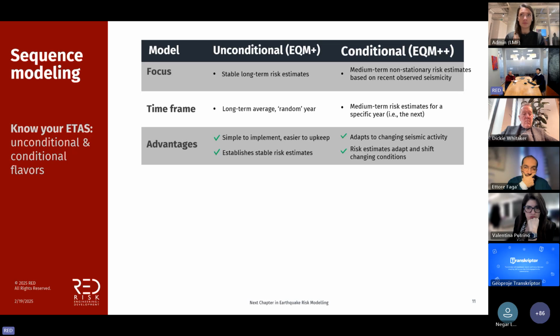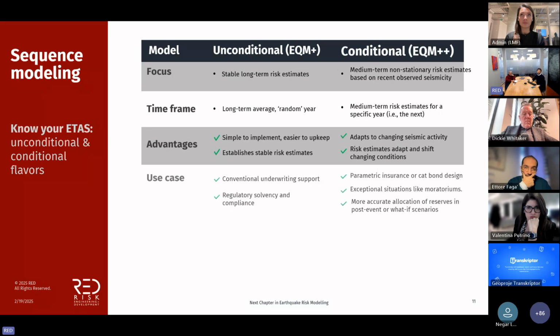Obviously, it's much more difficult to upkeep. It takes more effort and resources. Ergo, they can have different use cases, right? There are different models at the end of the day, where the unconditional version might be more suited for standard underwriting purposes, like a conventional underwriting support tool or regulatory solvency or compliance, where numbers don't go up and down wildly, whereas conditional has really niche and interesting and unmatched potential to address some use cases like parametric insurance and cat loan design, which by design have a very strict interest in the actual next year, not any next year. You can handle exceptional situations like moratoriums, and in general can provide more accurate support for allocation of reserves in post-event situations.